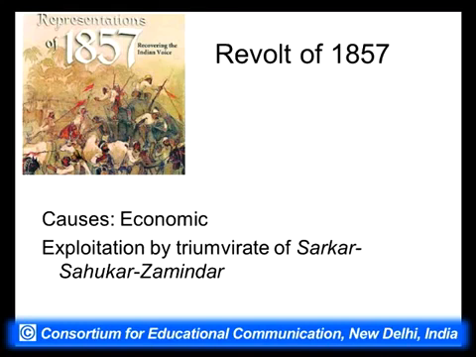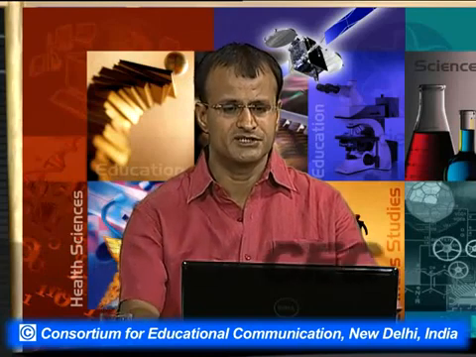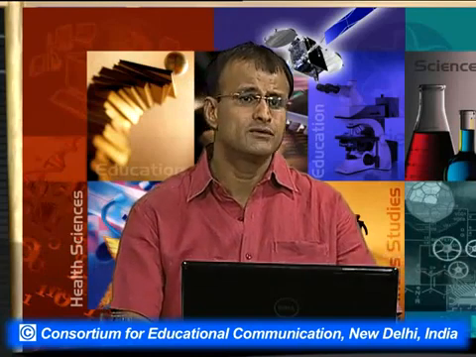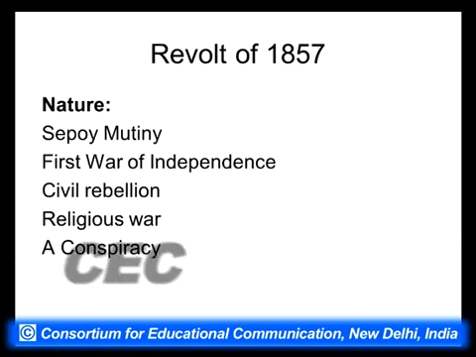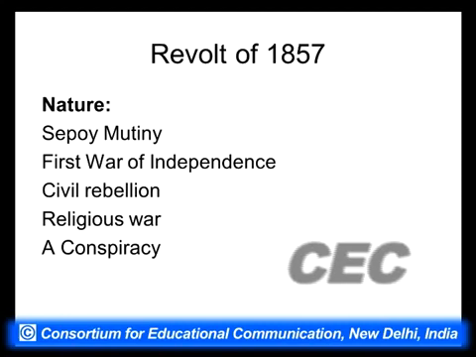The different sections of the society were not at all happy because of the economic policies followed by the British. When we go into the social causes, there was the interference of the British in social practices like sati, child marriage, and widow remarriage, which was not liked by some of the orthodox sections of the society, and they rejected the British interference in all these matters.